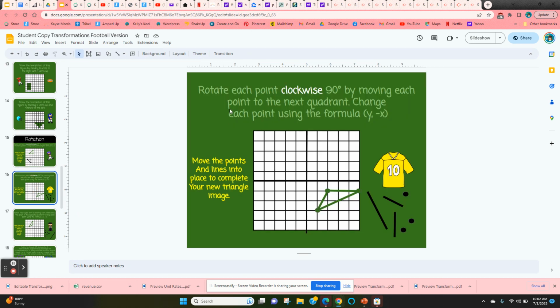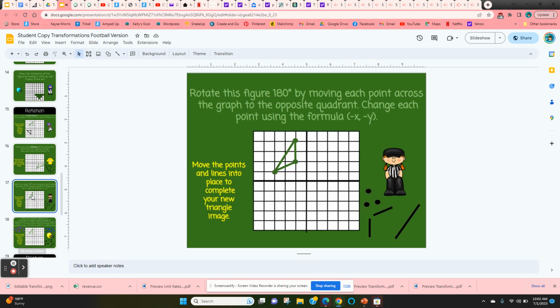The next figure, we're going to be moving clockwise 90 degrees. So from here, if it's clockwise 90 degrees, that'll also put it in quadrant 3. And this time we're going to be taking each point individually and using the formula (y, -x). Next one, we're rotating 180 degrees, that will put it in the opposite quadrant. So if you take each point using the formula (-x, -y), it'll be here in the opposite quadrant.